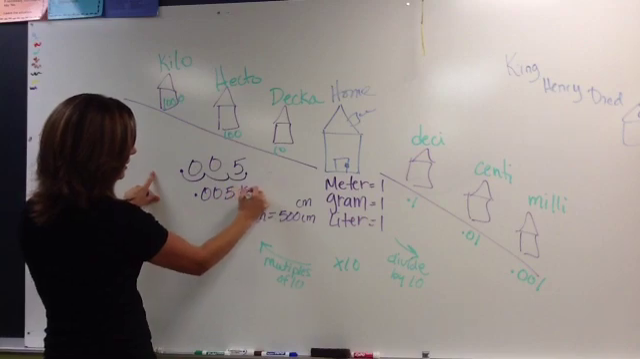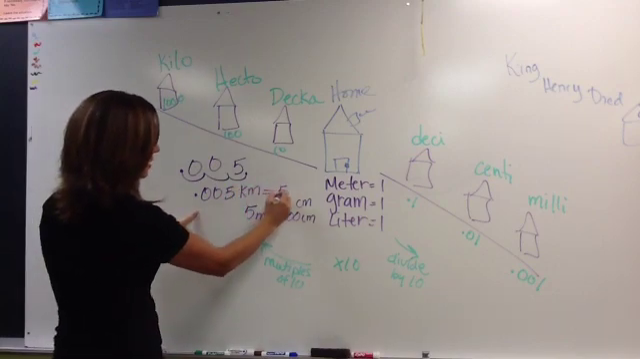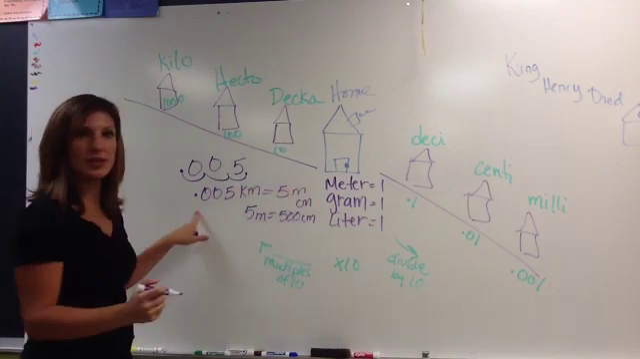0.005 kilometers is the same thing as 5 meters.